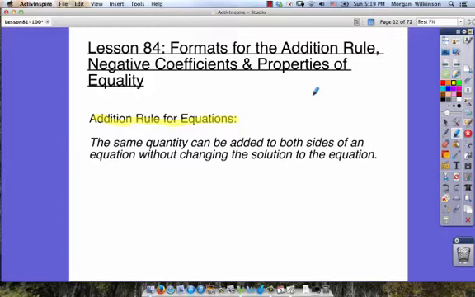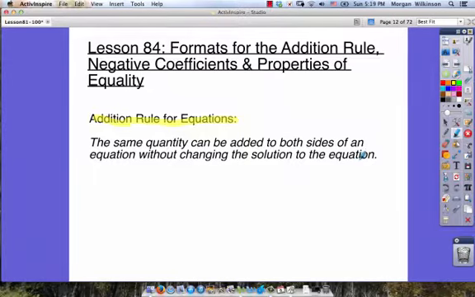Lesson number 84 is about formats for the addition rule, negative coefficients, and properties of equality. Now, our addition rule for equations is an important one, and you need to make sure you get this in your notes. The addition rule for equations says the same quantity can be added to both sides of an equation without changing the solution to the equation. Please pause the video now to make sure you get this in your notes.